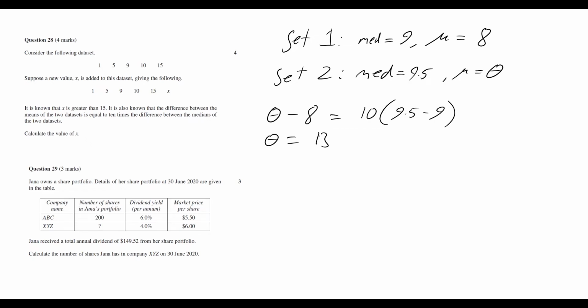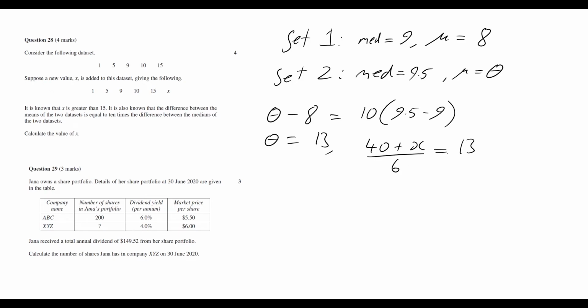Okay, so what we want to do now is look at how we can determine this average here. Well, let's have a look at what's going on. We know that 40 plus x all over 6 is equal to theta. That's just going from 1 plus 5 plus 9 plus 10 plus 15 equals 40. Then we add the x on, and if we divide it by 6, that's also equal to theta.